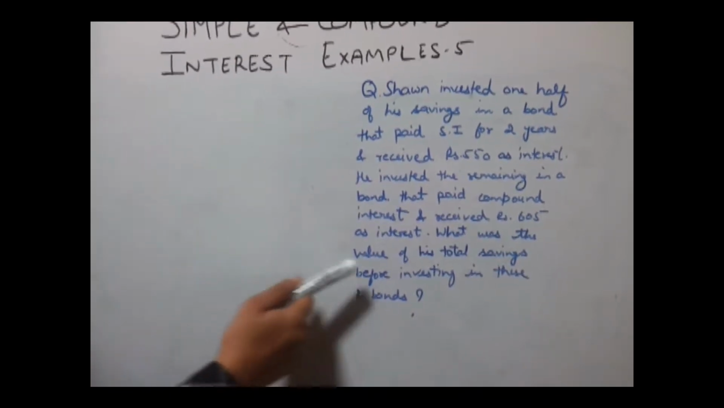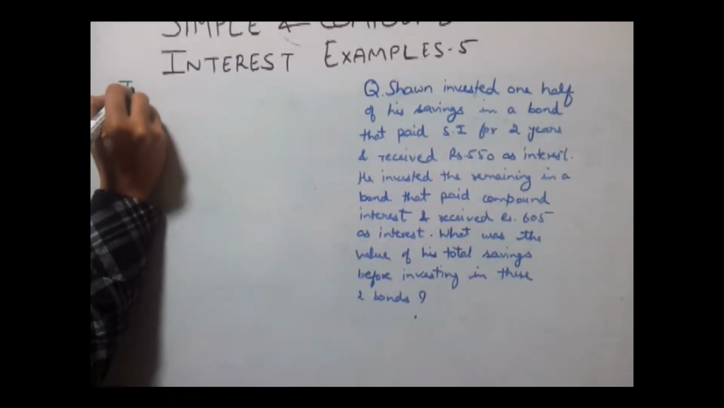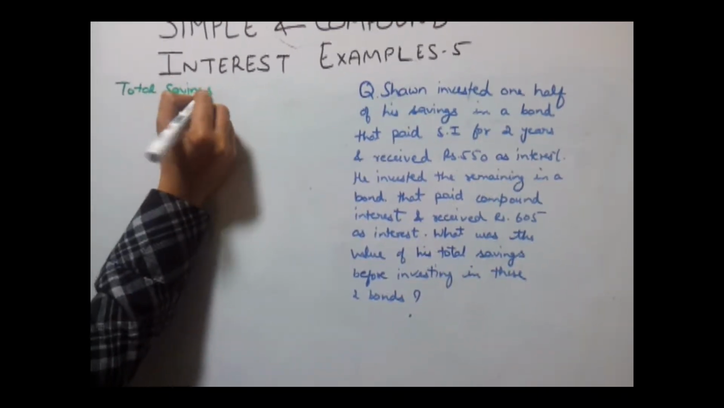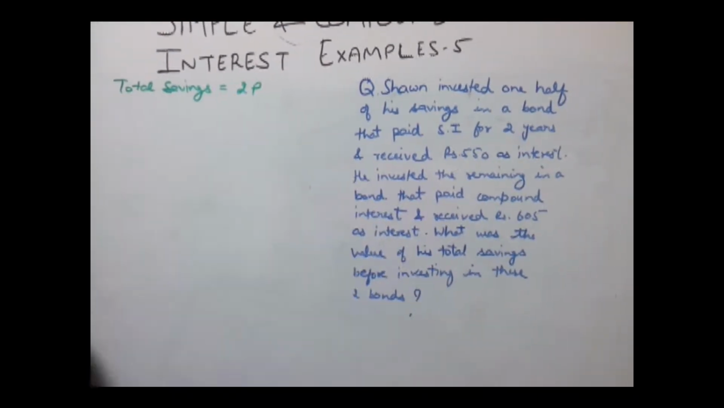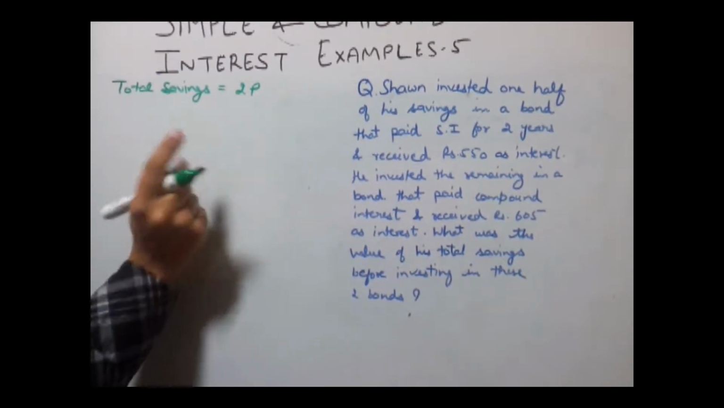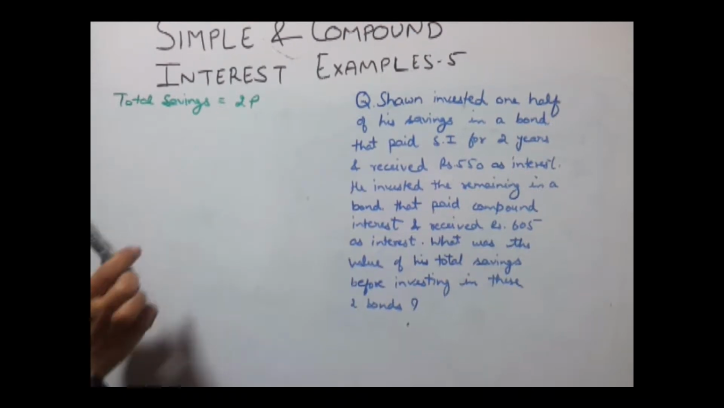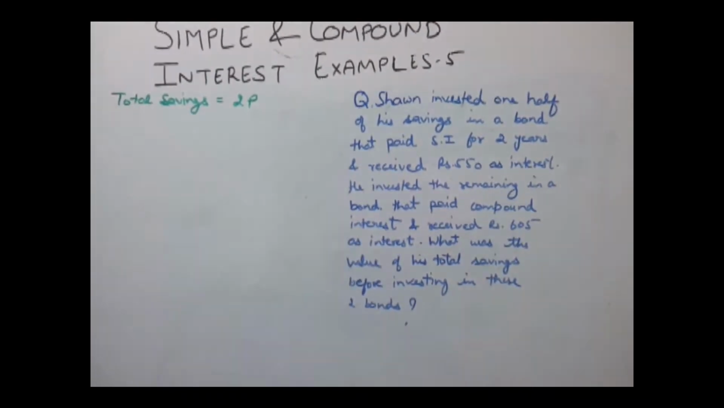Let's say his total savings was 2p. We have taken this 2p so that this simplifies our calculation because this amount is divided into two parts. That's why we have taken it as 2p.